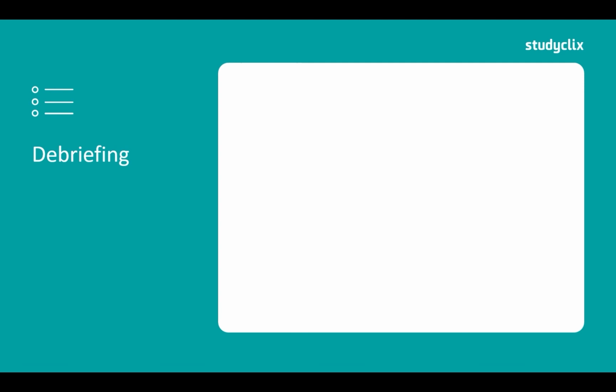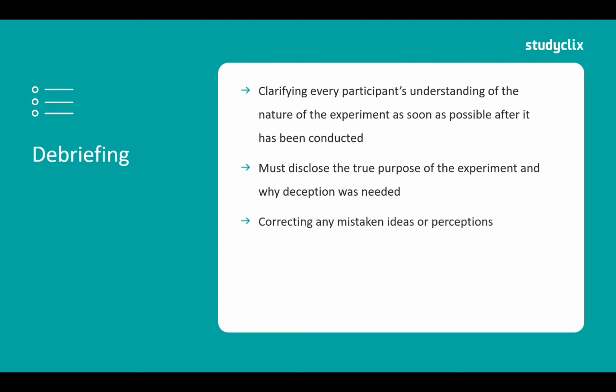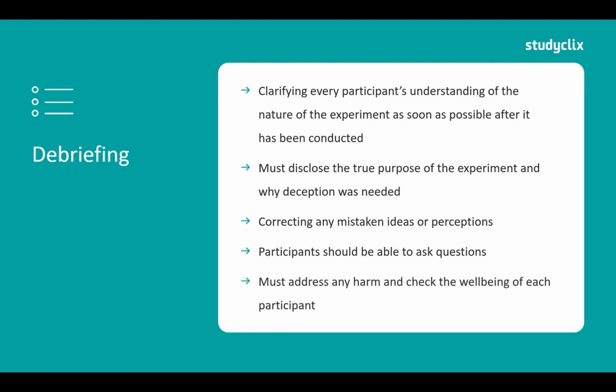So debriefing. So this is clarifying every participant's understanding of the nature of the experiment as soon as possible after it has been conducted. So we must disclose the true purpose of the experiment and why deception was necessary. We must also correct any mistakes or perceptions that they may have, and we should allow them to ask questions. We also must address any harm and check the well-being of each participant. So again, with our study on conformity, we must tell them that we were conducting a study on conformity, and we have to tell them why we deceived them.